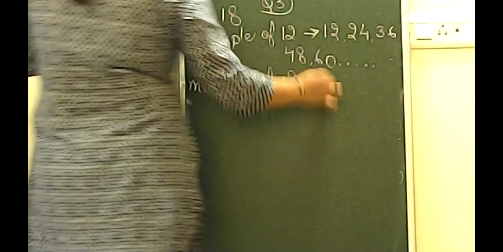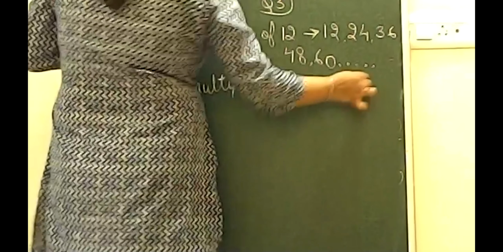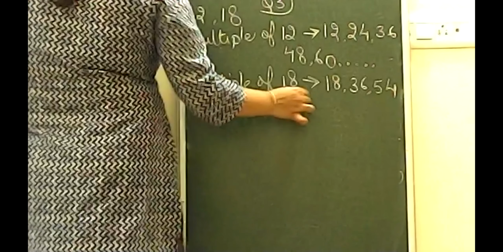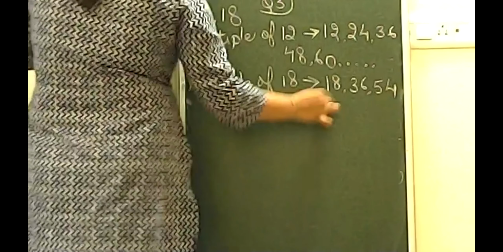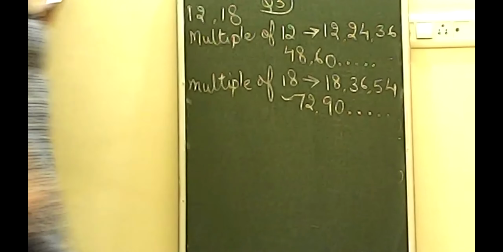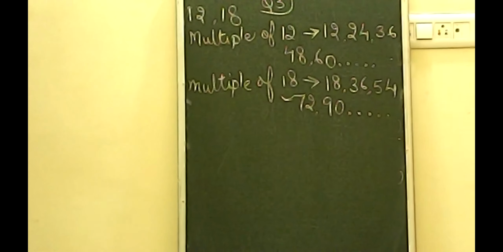So it will be 18, 36, then 72, then 90, and then so on. Okay, so I'm not writing it further over here. I'm just writing it down till here.